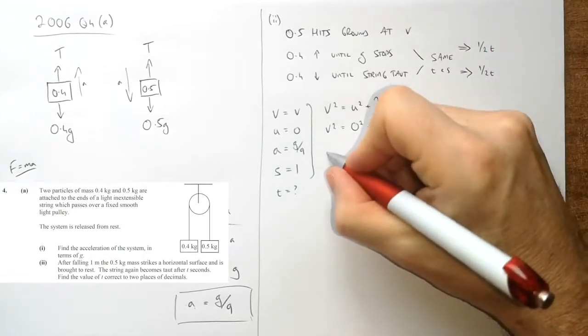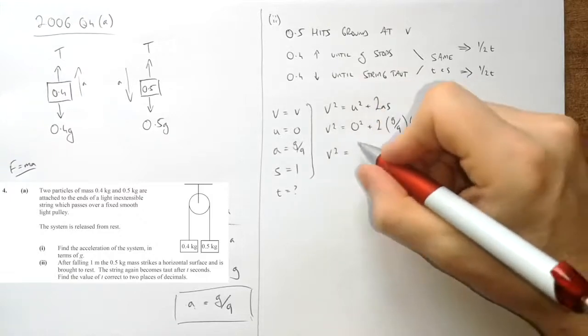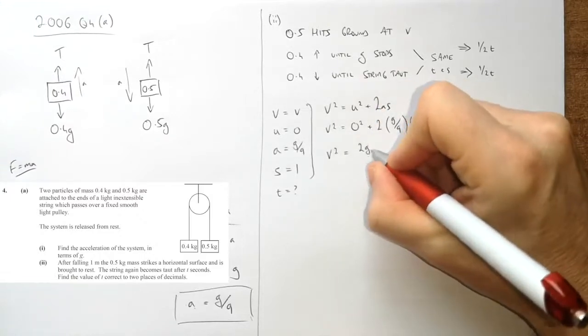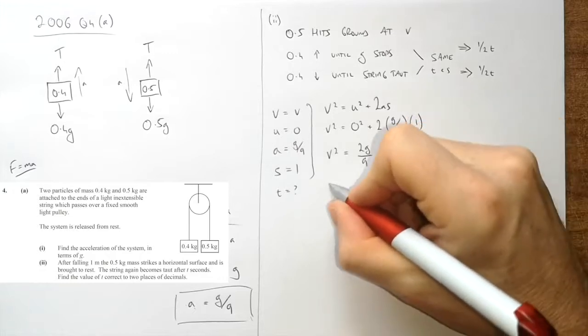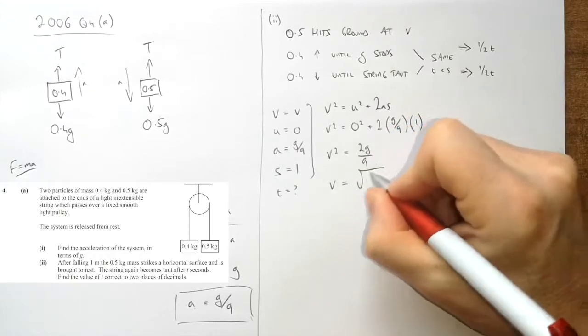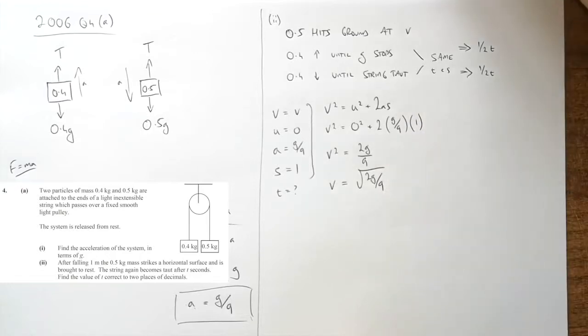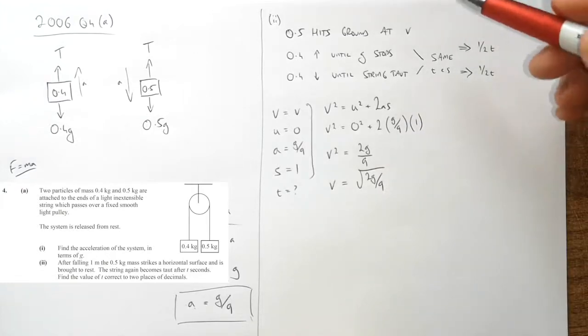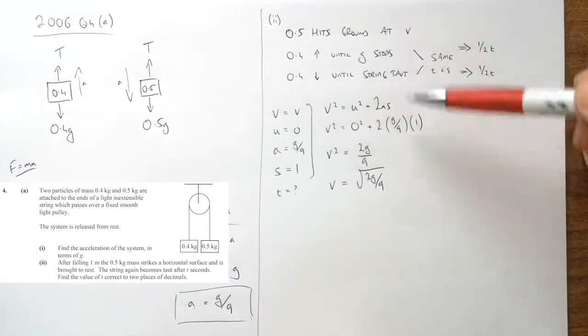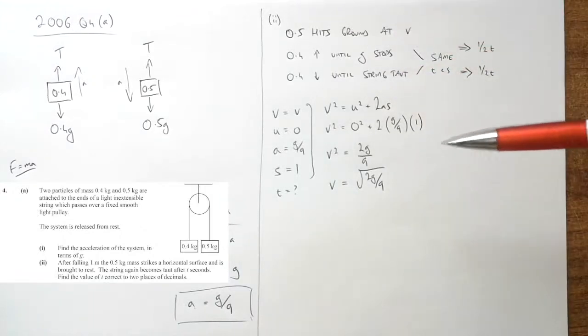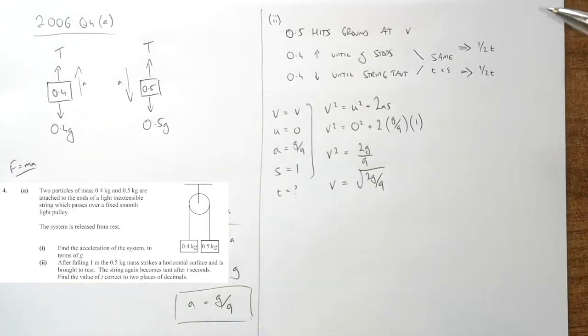v squared is 0 squared plus 2 times g over 9 times s, where s is 1. That's not so bad. So v squared is 2g over 9, which means v is the square root of 2g over 9. Okay, grand. So now we know how fast 0.5 was going when it hit the ground. That's how fast 0.4 is going once it's moving freely on its own.